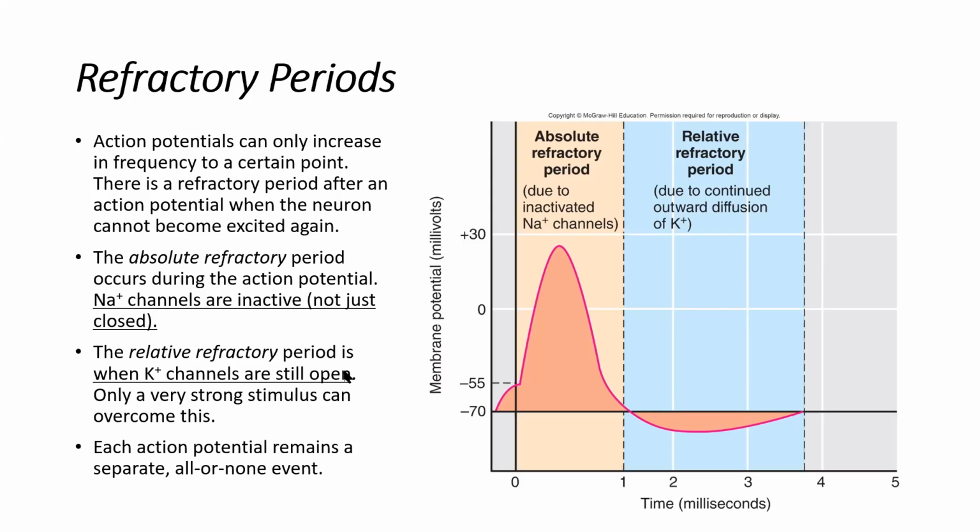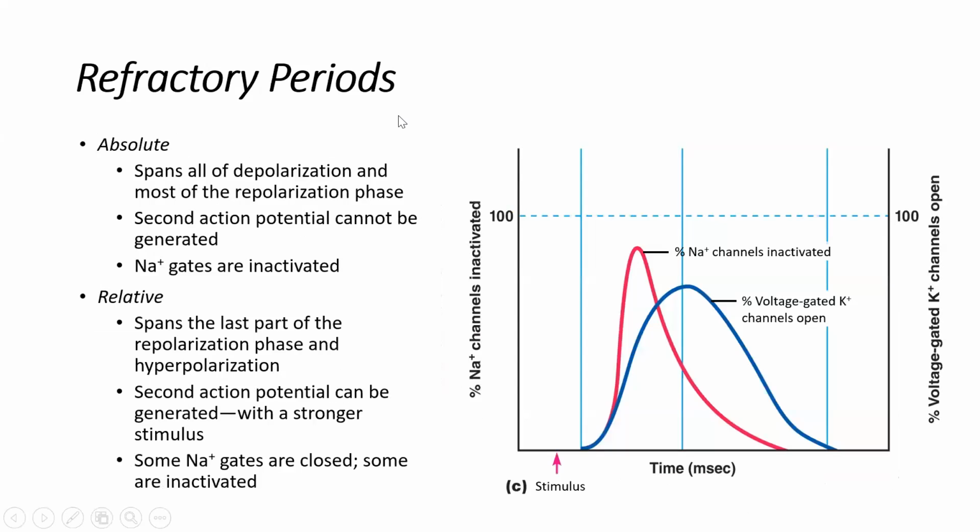And so this is what keeps each action potential as a separate all or nothing event. We can't combine them because we cannot fire another one during one, and we cannot easily fire another one immediately after one has ended. And so the absolute refractory period prevents another action potential from being generated right away. It's because of the closure of the inactivation gates on sodium. And it's also what helps to keep the action potential going in one direction.